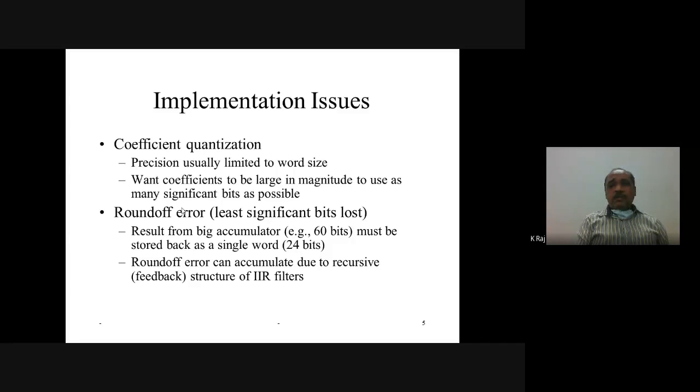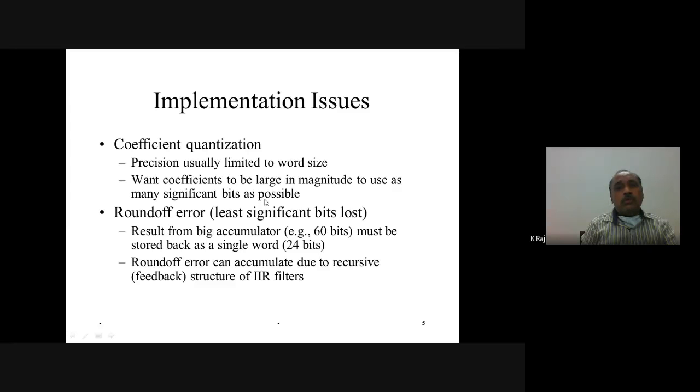But it is not true in the practical sense, because during the implementation we have to limit the length of the coefficient, that is, the number of bits that will be used to represent the value of the coefficients here. So precision usually is limited, and that will depend upon the word size of the processor. So it wants coefficients to be large in magnitude, to use as many significant bits as possible here.